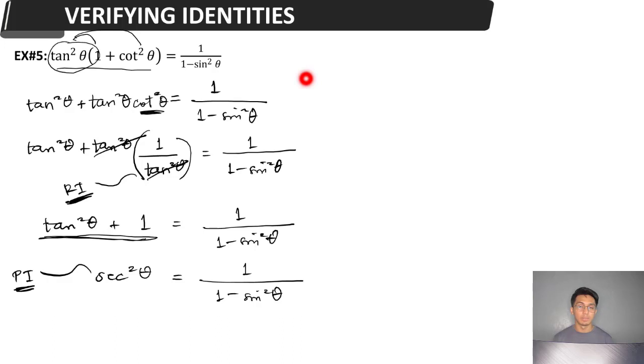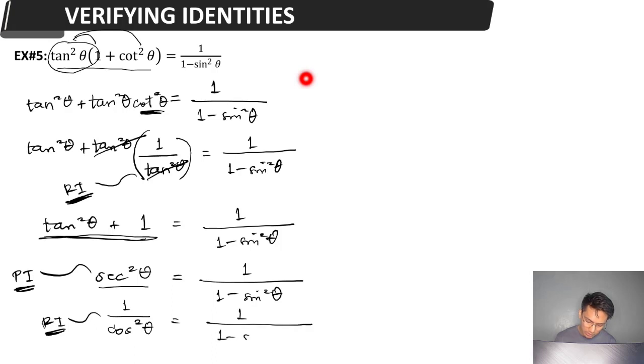So, ano pa yung gagamitin natin? Gagamitan ulit natin ng identity at gagamitin natin ng reciprocal identity, itong secant square theta, para maging cosine term siya. So, this is 1 over cosine square theta, the reciprocal identity yan, is equal to 1 over 1 minus sine square theta. And hindi pa ulit siya tapos kasi hindi pa siya equal.